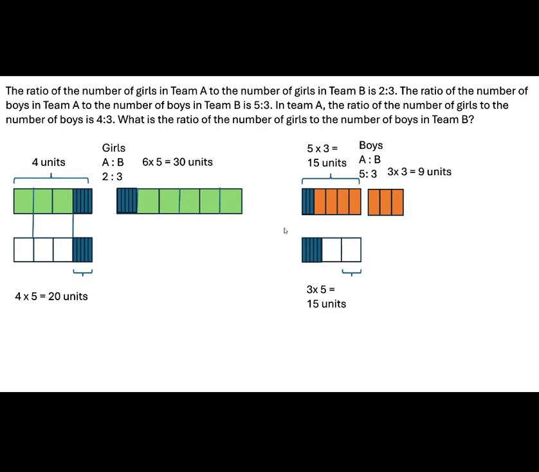Now what the question is asking is the ratio of the number of girls to the number of boys in team B. So the number of girls in team B is 30 units, to the number of boys in team B, which is 9 units. So that is 30 is to 9. And again, we can simplify this because both are divisible by 3. We can make it into 10 is to 3, which is the required answer. Next, I'm going to do the same thing with algebra as well. So you can choose which method is easier for you.